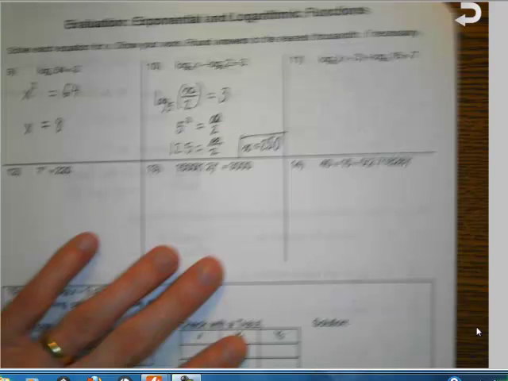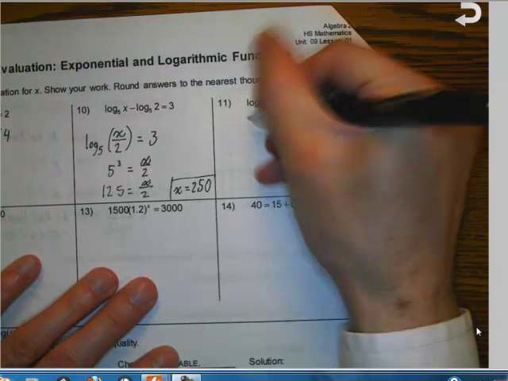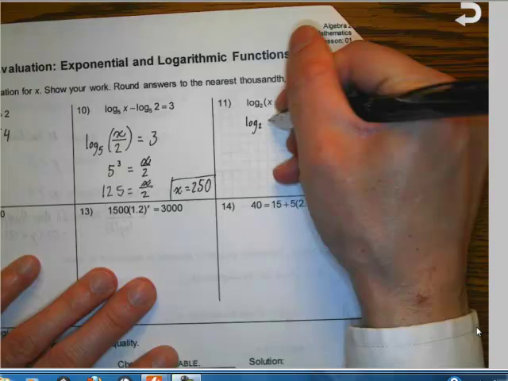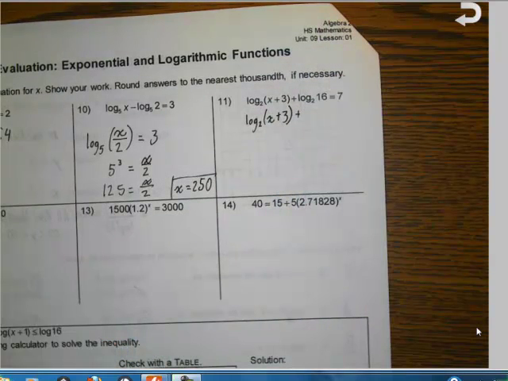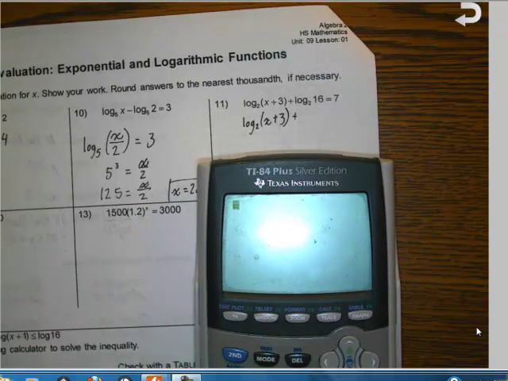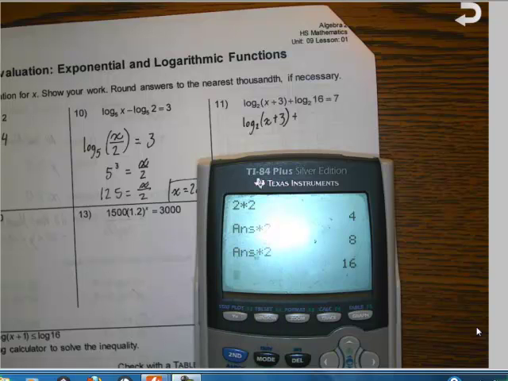Now, there are two ways to do number 11. I'm going to do it what I think is the easy way. Is 16 a power of 2? Yes, it is. Now, if we have to, we can figure out what it is. What's 2 times 2? Times 2 is 16, right? So how many 2's do we have? We have 1, 2, 3, 4. So this is 2 to the 4th, right?